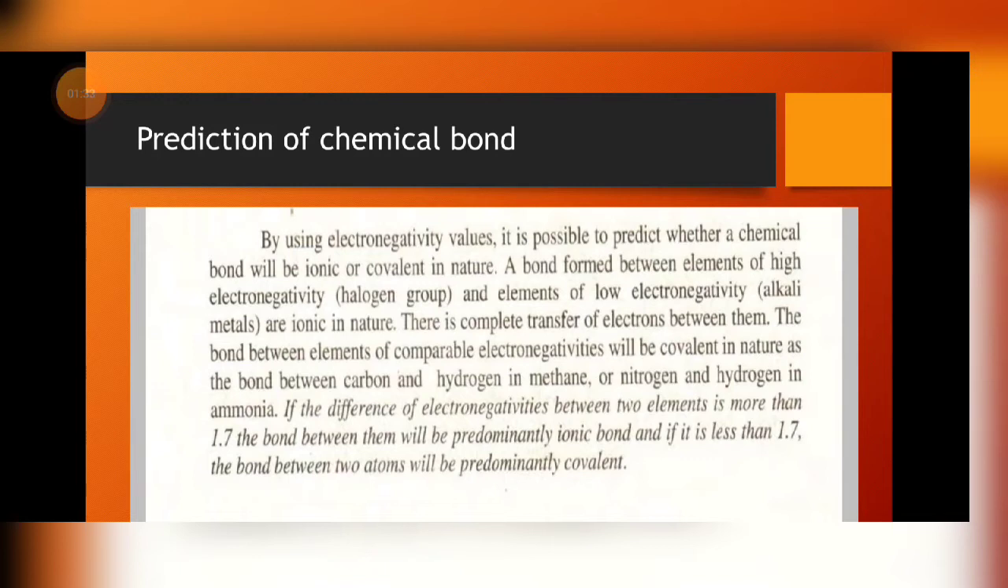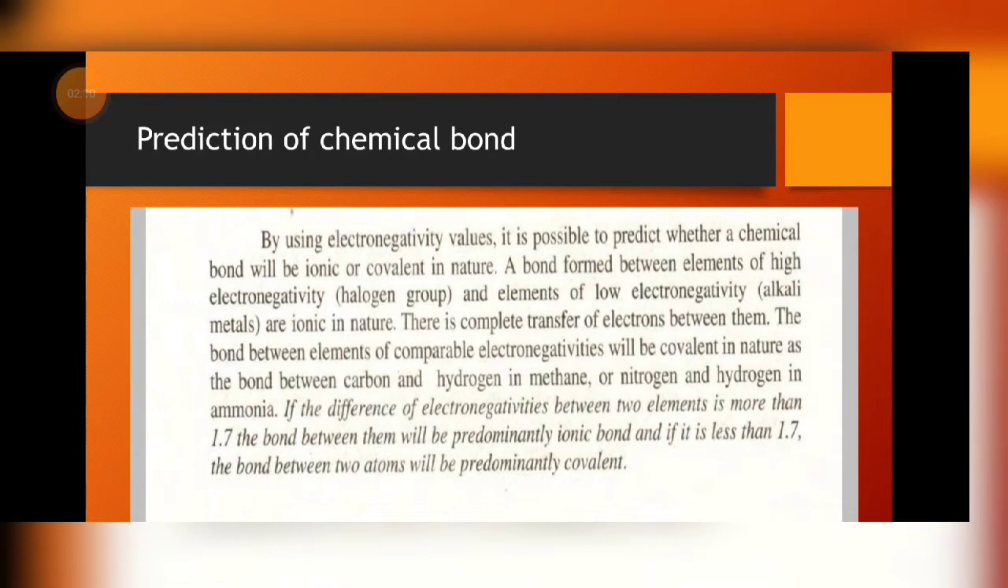By using electronegativity values, it is possible to predict whether a chemical bond will be ionic or covalent in nature. A bond formed between elements of high electronegativity, like the halogen group, and elements of low electronegativity is ionic in nature. We know that when metals and non-metals react with each other, they form an ionic bond. Metals have low electronegativity values and non-metals are more electronegative, and that's why they form an ionic bond.